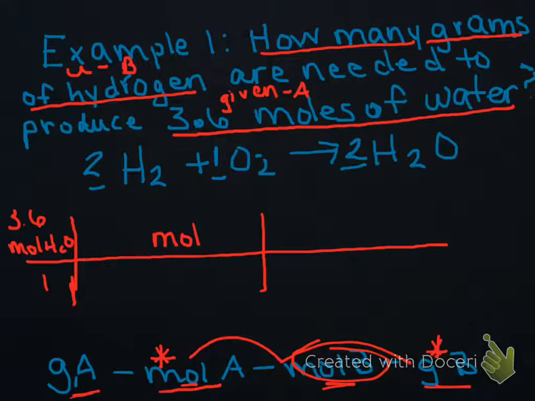I have to think about it. B is my unknown, so B up here is hydrogen. So I'm going to put moles of hydrogen up here. Now I need to know what goes up in this box. Again, it's the next step in the mole map.